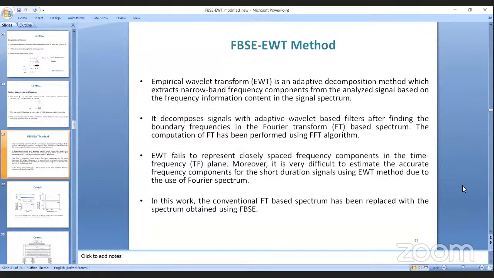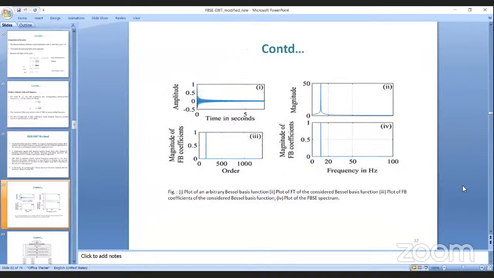And we have seen in the earlier slides that the FBSE method has double frequency resolution. It gives you double frequency information as compared to Fourier transform, and it is suitable for short duration signals because this Bessel function decays with time, so it converges faster than the Fourier transform. So due to all these reasons, we have replaced this conventional Fourier transform based spectrum with the FBSE based spectrum.